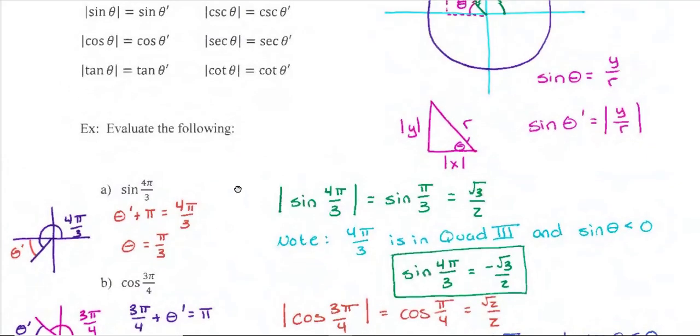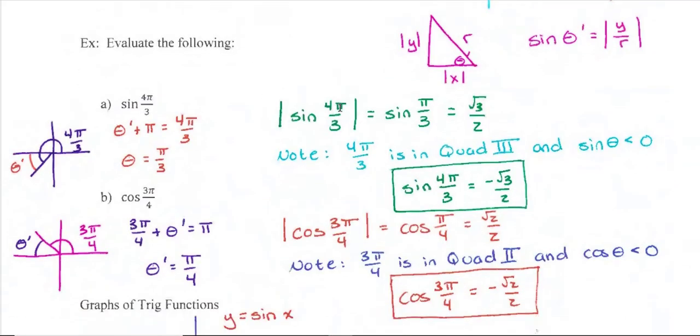Now, from the fact we just went over up here, we know the absolute value of the sine of 4 pi over 3 is the sine of pi over 3. We just used those special right triangles to see that the sine of pi over 3 is root 3 over 2. So the absolute value of the sine of 4 pi over 3 is root 3 over 2. So that means that the sine of 4 pi over 3 is either positive root 3 over 2 or negative root 3 over 2. Well, 4 pi over 3 is in the third quadrant. The sine is negative in the third quadrant, right? Only tangent is positive there. So that tells us that the sine of 4 pi over 3 is negative root 3 over 2.